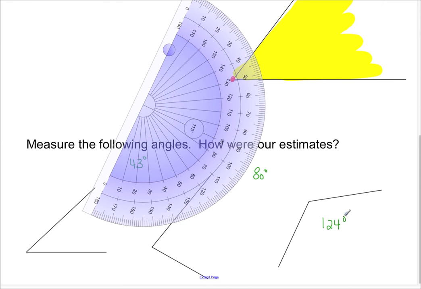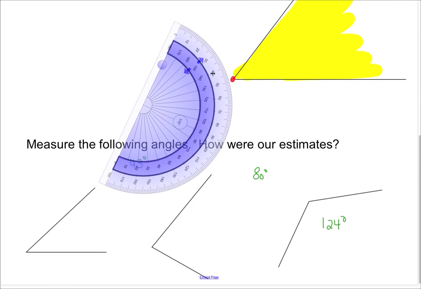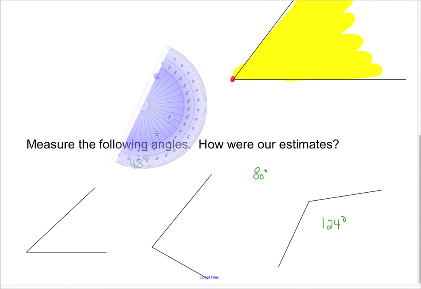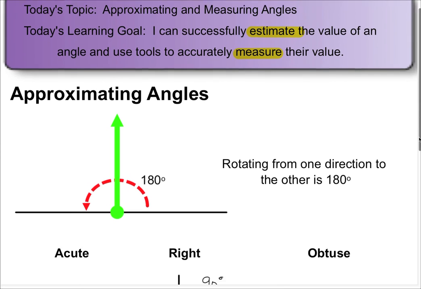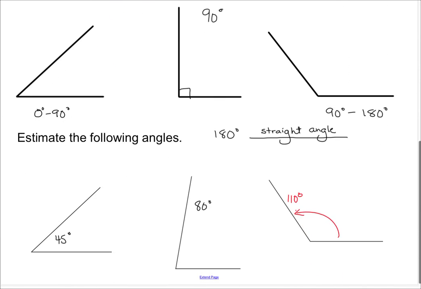Now, how close were we? We've got 43. I'm going to get rid of the protractor, make it really small, move it away. Okay, we've got 43, 80, and 124. What did we estimate? Let's go back. It says 45, 80, 110. So we're a little off on the 110 estimate.